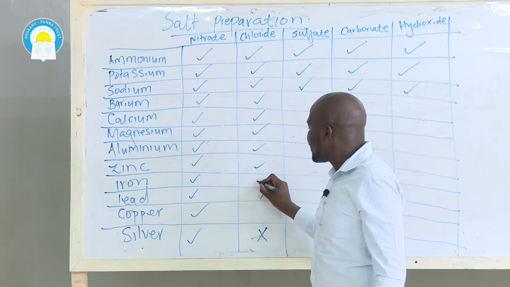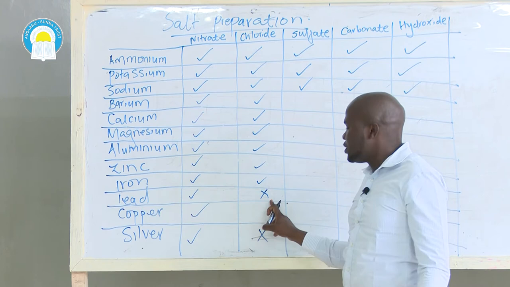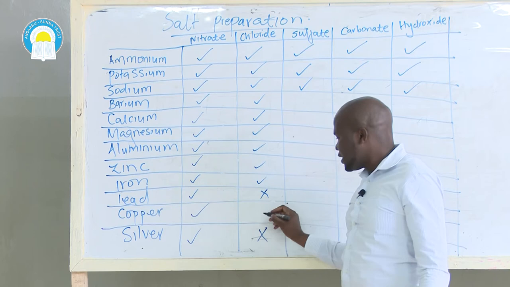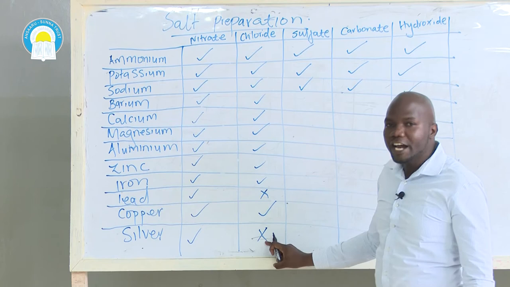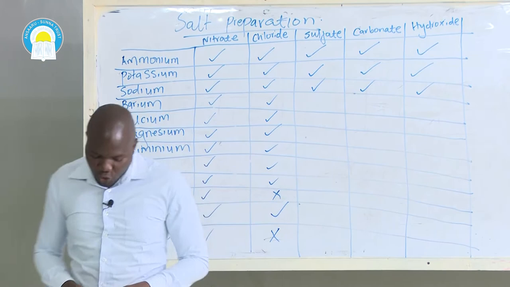But they have said lead 2 chloride is insoluble. That is why we have this X. Where we have X, it means that salt is insoluble. And then copper 2 chloride is also soluble. Silver chloride, you can see we have an X here. That means this salt is insoluble. X shows that the salt is insoluble. Ticks show that the salts are soluble. So that is how we can fill this column of chlorides.